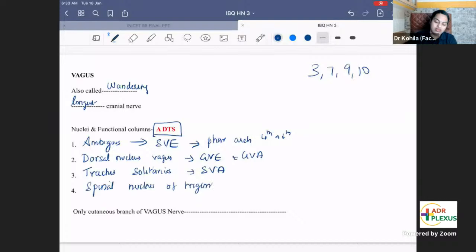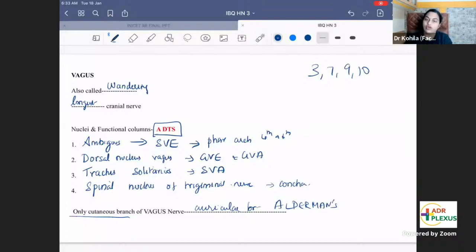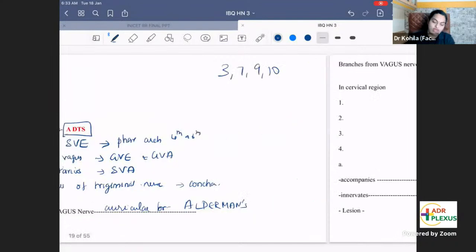Okay. So there's only one cutaneous branch of vagus. Can you tell me the only cutaneous branch of vagus is the auricular branch, that is also called Arnold's nerve, that supplies the concha of the ear, the pain and thermal sensation from the concha of the ear. Okay, so this is the only cutaneous branch of vagus.